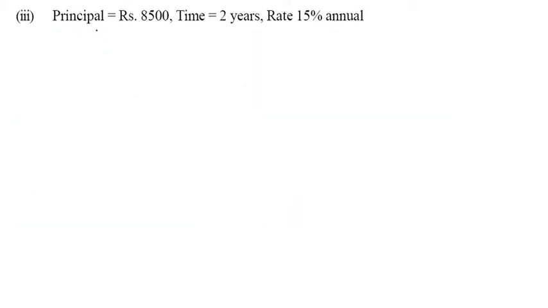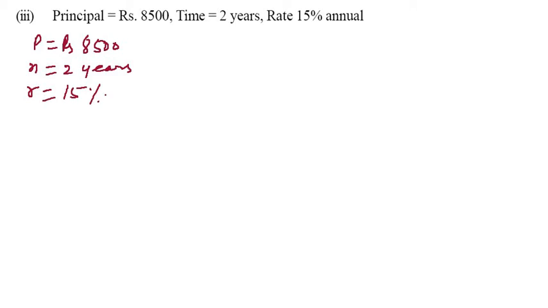Now come to the third part of this question. Principal is given as rupees 8500, and the time period, that is the N, is 2 years. Now the rate of interest, that is the R, is 15% per annum. Now apply the formula: A is equal to P into 1 plus R upon 100 to the whole power N.